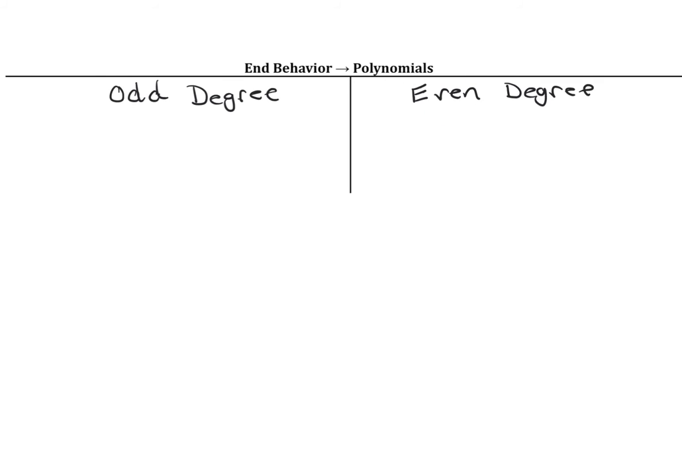So with an odd degree, your graph can do lots of different things, but it has this end behavior. It might do all kinds of stuff in the middle, but as you're approaching infinity, it's going up. As you're approaching negative infinity, it's going down. Now this is when you have a positive leading coefficient. So I'm just going to write LC. When you have a negative leading coefficient, it's going to flip.